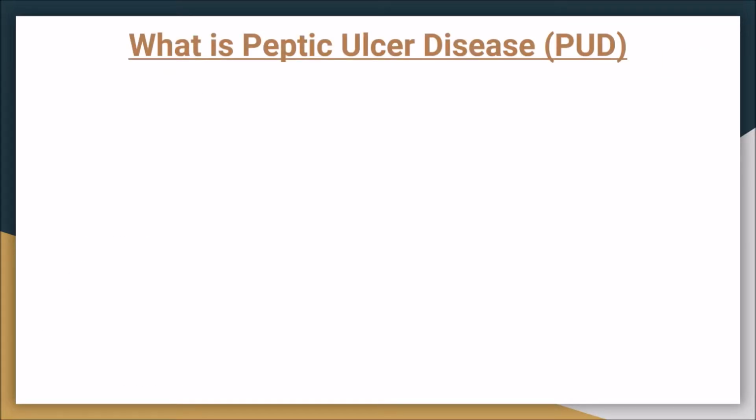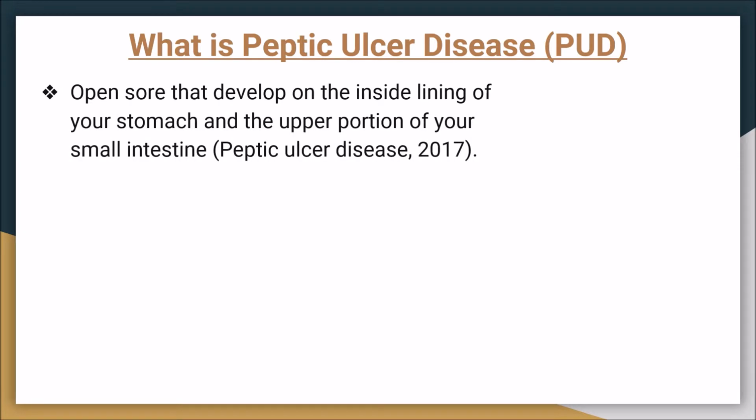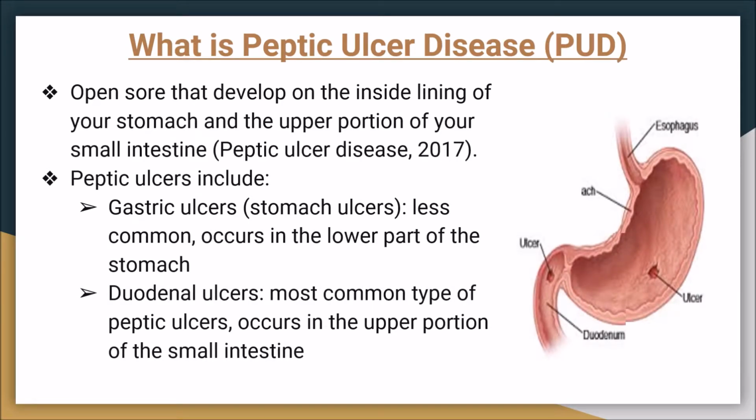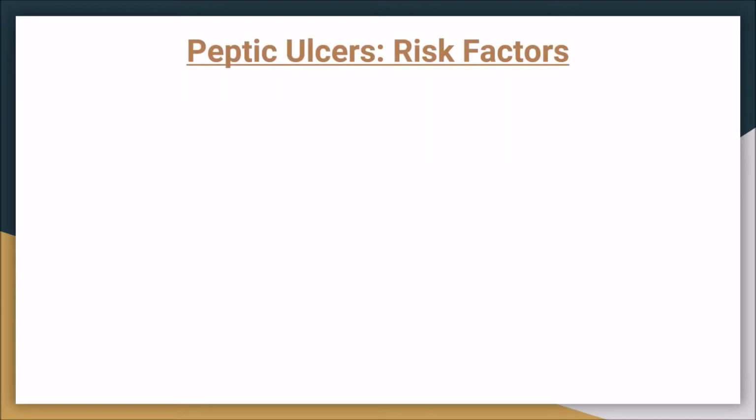What is peptic ulcer disease? Peptic ulcers are open sores that develop on the inside lining of your stomach and the upper portion of your small intestine. Peptic ulcers include gastric ulcers, which are less common and occur in the lower part of your stomach, and duodenal ulcers, which are the most common type of peptic ulcers and occur in the upper portion of your small intestine.